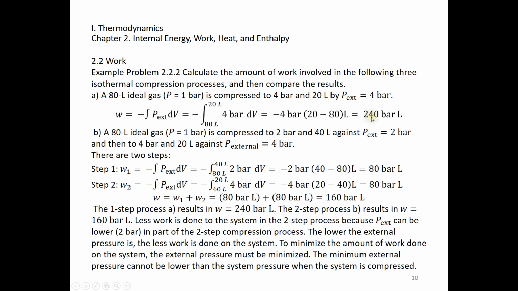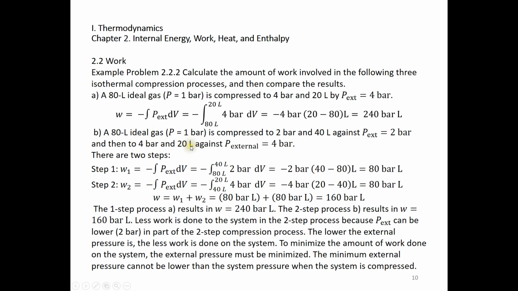Now we're going to do a 2-step process. First, we compress this system against an external pressure of 2 bars, and then the final system pressure in this step is going to be 2 bar. We're not done yet. In the second step, we increase the external pressure to 4 bars. We keep compressing the system until its final pressure reaches 4 bar, and the final volume is going to be 20 liters.